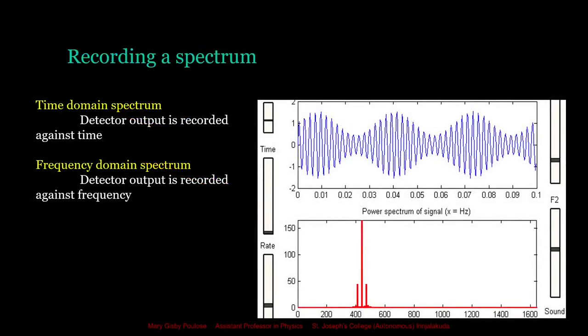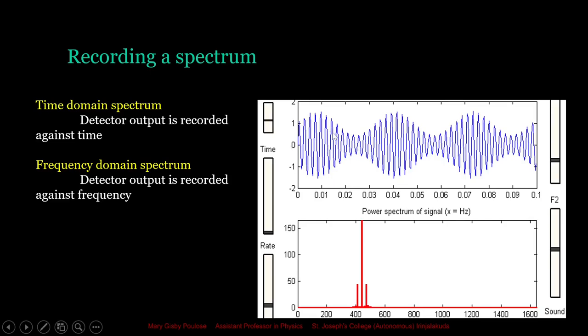Now, let us see how we take a recording of a spectrum from this spectrometer. We can take a recording in two ways, either in time domain spectrum or in frequency domain spectrum. In time domain spectrum, the detector output is recorded against time. That is, in this figure we can see that for each 0.01 seconds, the spectrum is recorded.